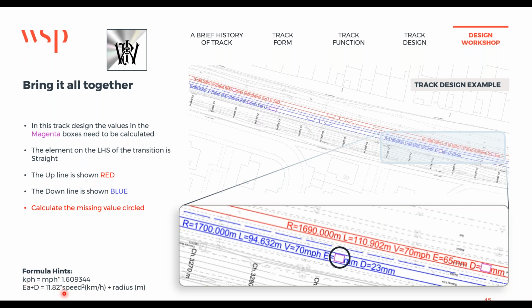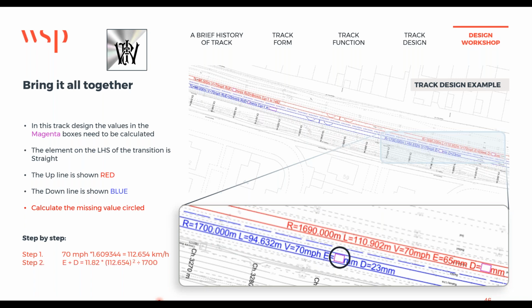E plus D, that's the formula, 11.82 times the speed squared in kilometers an hour divided by the radius. So you have to do a couple of things to get that to an answer that you can use to find out what E is. Here's a step-by-step then. Take it easy. 70 mile an hour times my magic number is 112.654 kilometers an hour. E plus D is 11.82 times that 112.654 squared divided by 1700. That gives me an E plus D equals 88. We know that D is 23, so E must be 88 minus 23 or 65 millimeters.